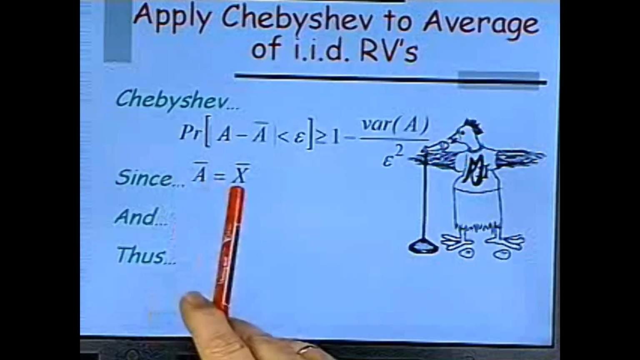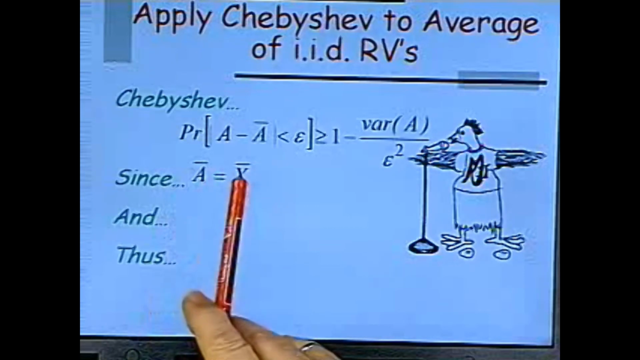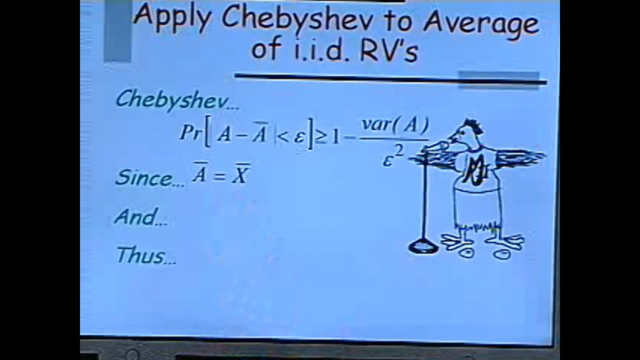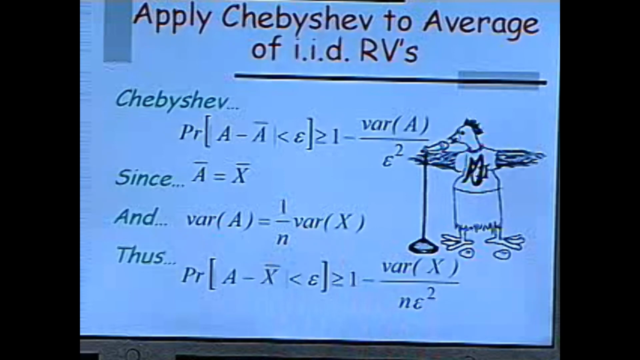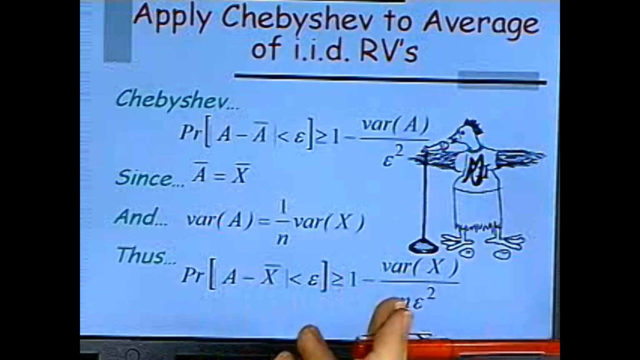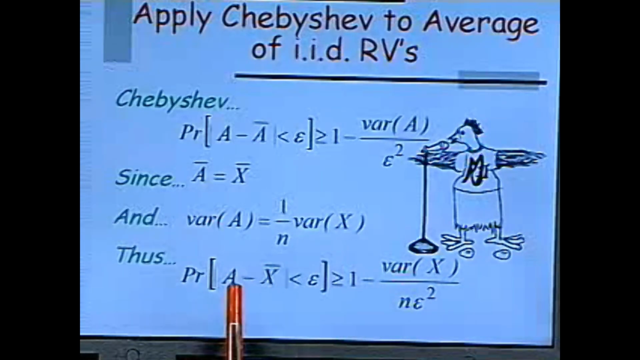So A bar is equal to x bar. The expected value of the average is equal to the mean. And the variance of the average is equal to 1 over n times the variance. So here is the Chebyshev inequality. The probability that the average minus the mean, and don't forget what we're trying to do, we're trying to use the average to estimate this mean. So what would we like this probability to become? 0, right? We'd like that probability to be 0 if A is equal to x bar in some stochastic sense.